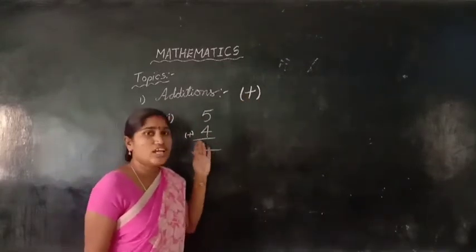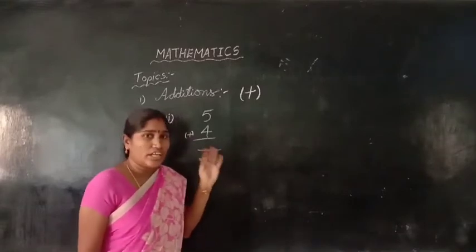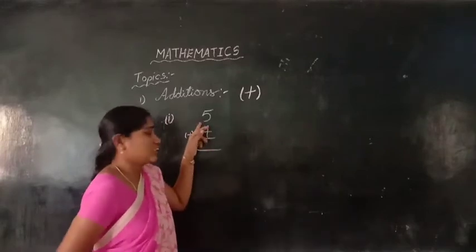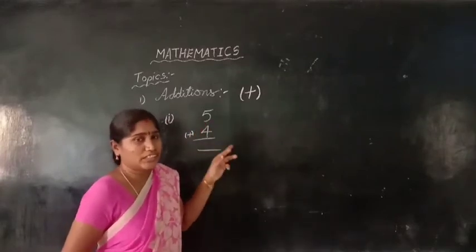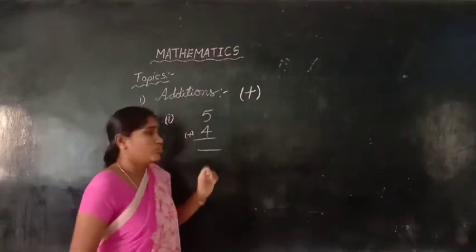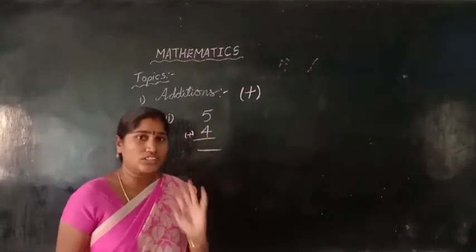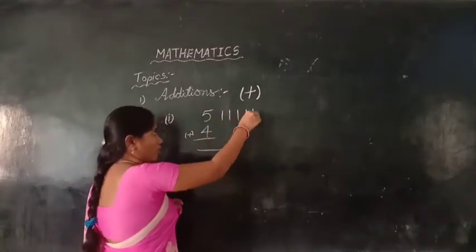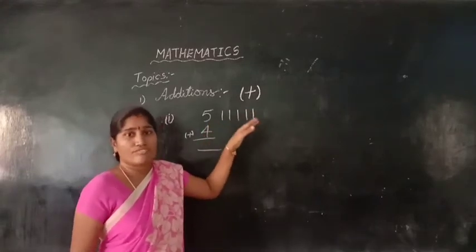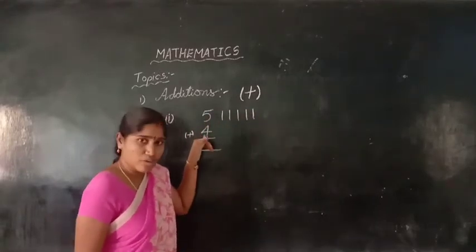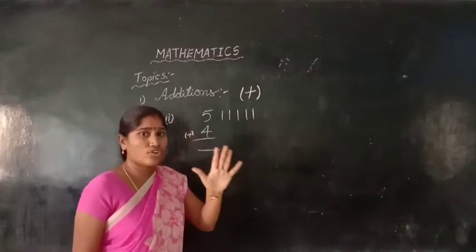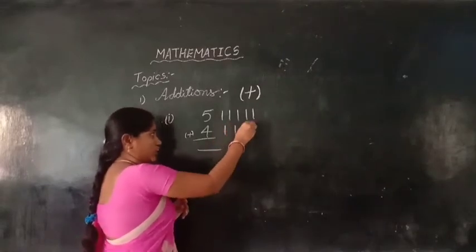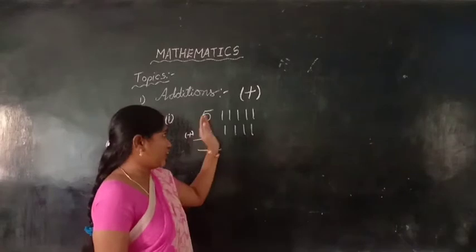Now we are doing this addition. Look carefully, all of you children, how to do this addition. See here children, what is this number? Yes, correct. It is 5. Now we will take first 5 dots. 1, 2, 3, 4, 5. We took 5 dots. Next see the second number. Which is this number? 4. Okay children. Now we will take 4 dots. 1, 2, 3, 4. Okay.